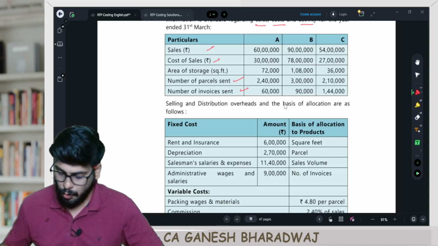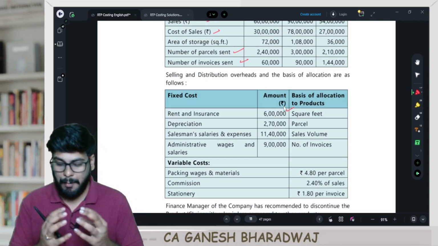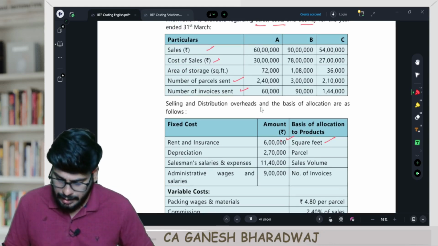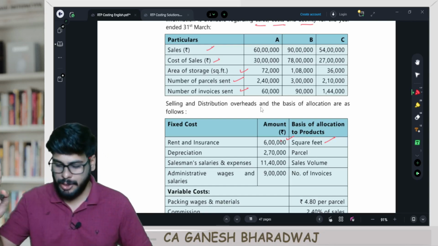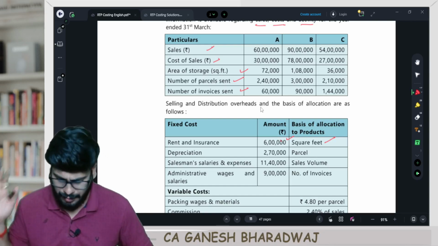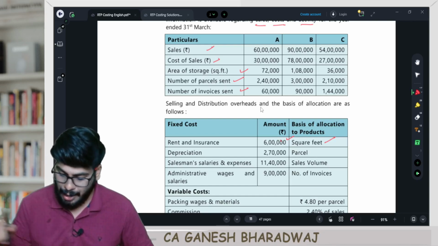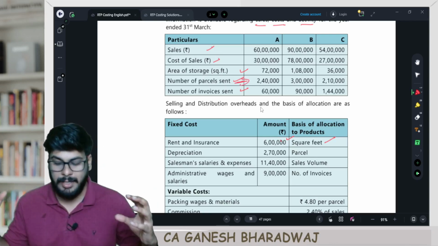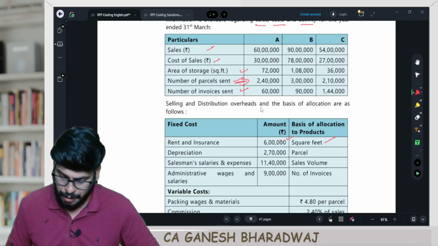Selling and distribution overheads and the basis of allocation are as follows. Rent and insurance, 6 lakh rupees, and the manner of apportioning it between the products is going to be on the base of square feet, which means what? 6 lakh should be apportioned between the products in the proportion of 72,000 is to 1,08,000 is to 36,000. Fairly simple. Next, depreciation, 2,70,000. This has to be allocated to the products on the basis of parcel. So here we have the product wise number of parcels. That should be the manner of apportioning this particular depreciation.